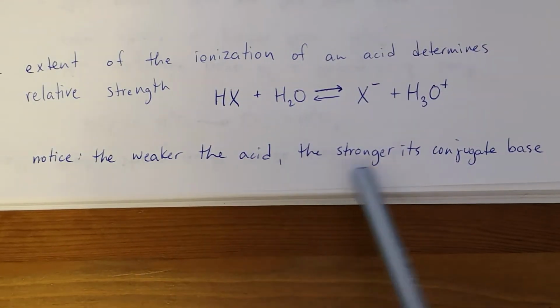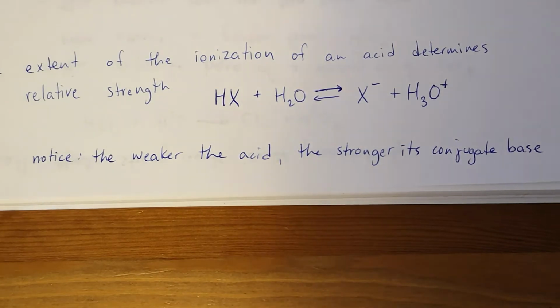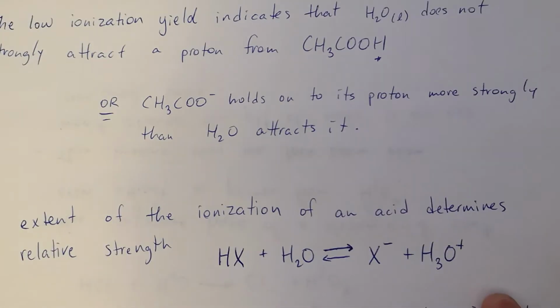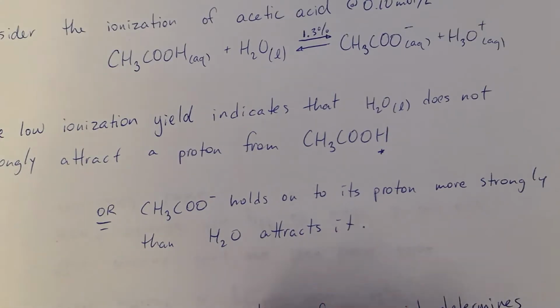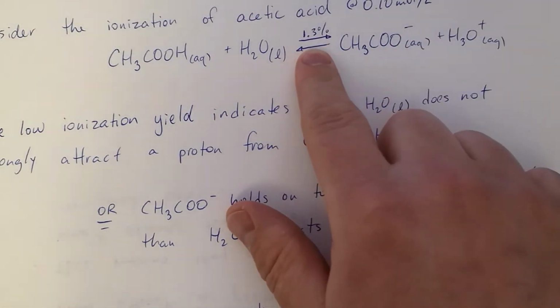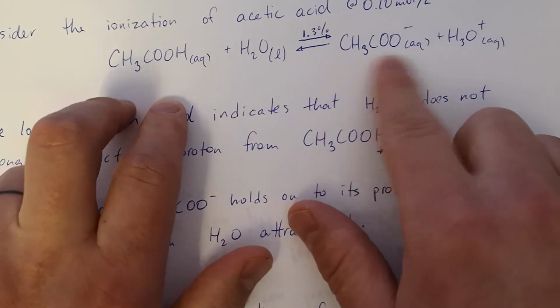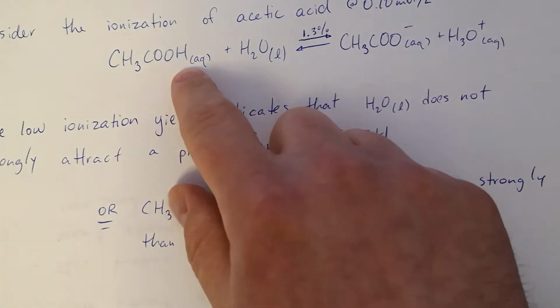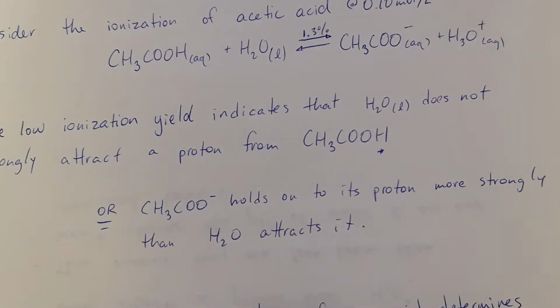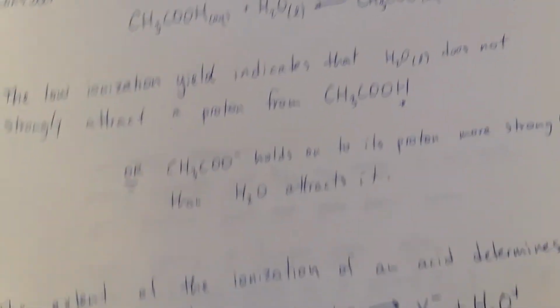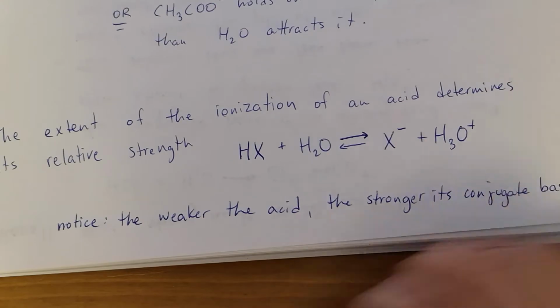This is the big idea though. The weaker the acid, the stronger its conjugate base. Okay, so I want to talk about that again. I'll repeat myself. So if an acid does not ionize much, like this one here, it's because the conjugate base, this part of the acid, really strongly holds on to that proton. So water can't grab it. Okay, so a weak acid has a strong conjugate base. Converse is true, a strong acid has a weak conjugate base. Talk about that over here.